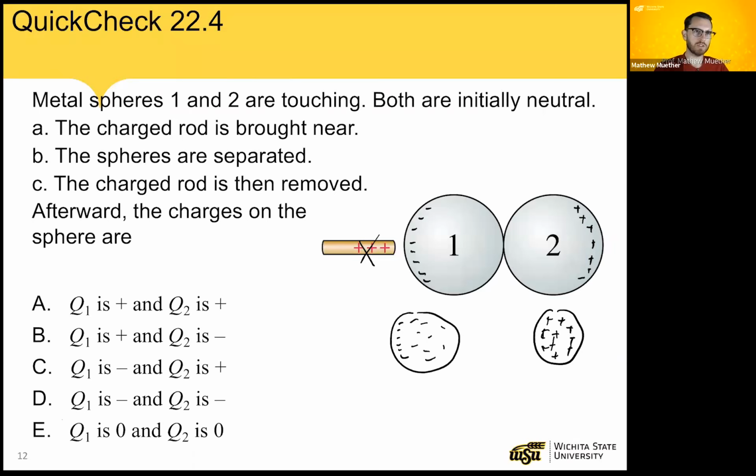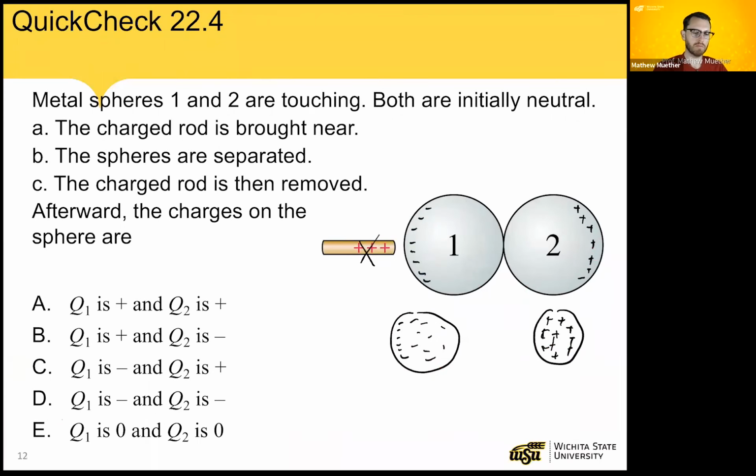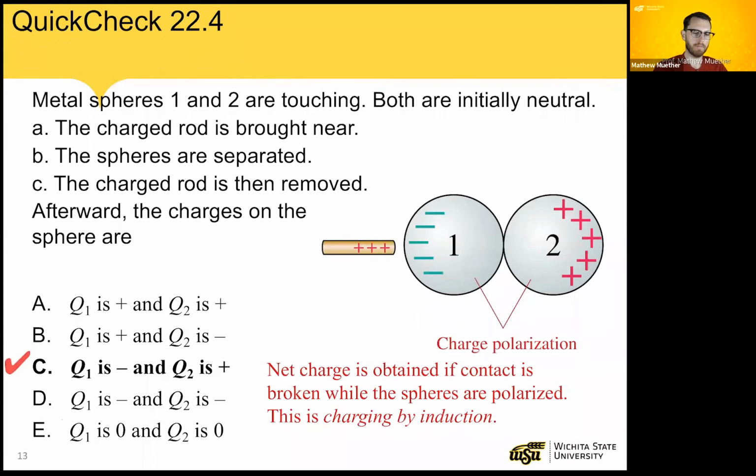Somebody in the chat is asking, what happens if the charged rod touches one of the conductors? Okay. What's going to happen then if the charge rod touches one of the conductors? Any ideas? Well, if I make physical contact, let's go back to, let's just draw it here. If I have my two conducting spheres here touching, and I take my rod with positive charge, and I make physical contact to the conductors.